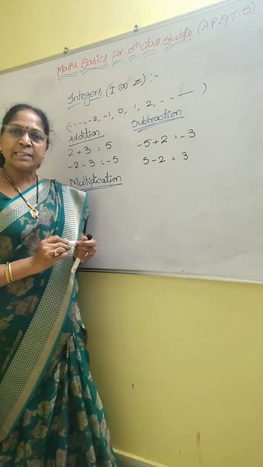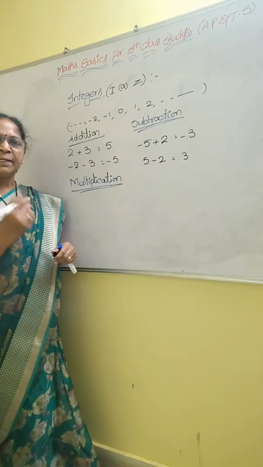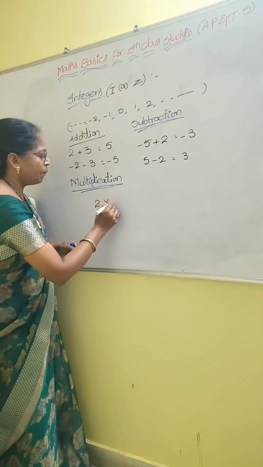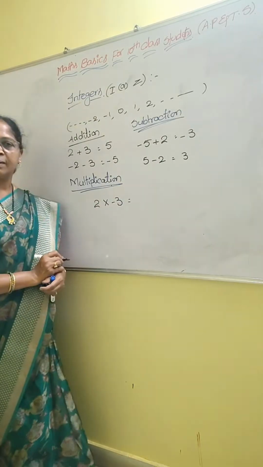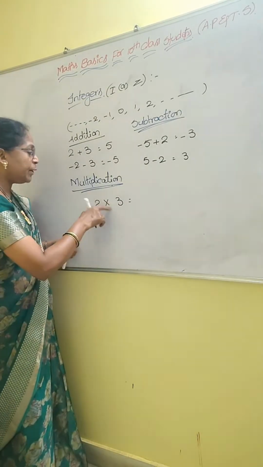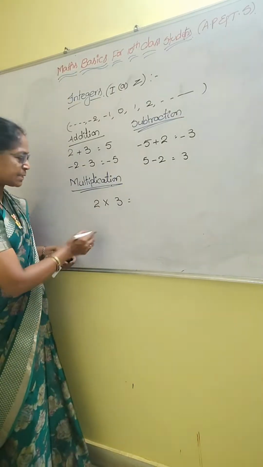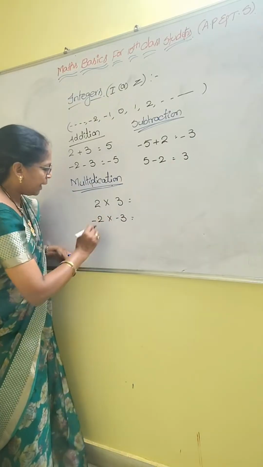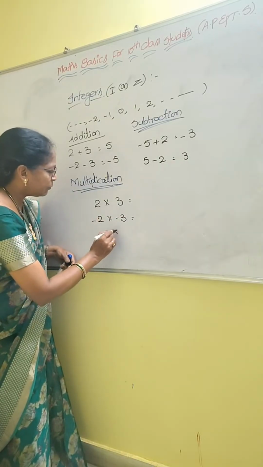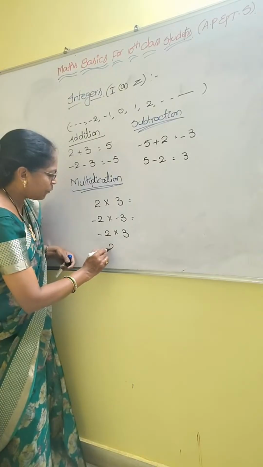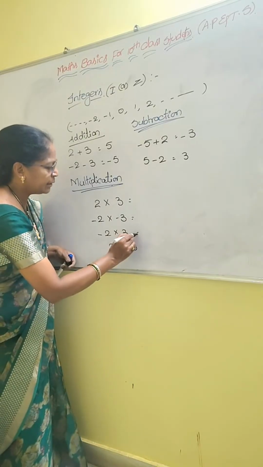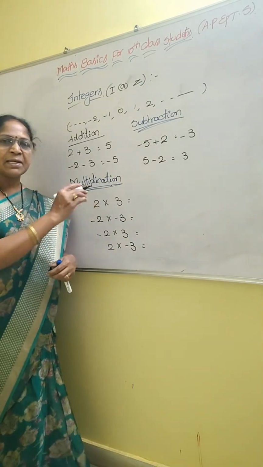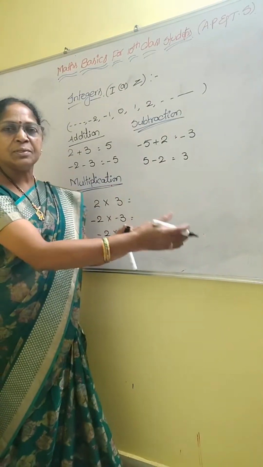Multiplication of the numbers. In integers, what is the multiplication of integers? Directly I am writing here 2 into minus 3. Otherwise, 2 into 3 first you write, plus into plus. Next minus 2 into minus 3. Again minus 2 into plus 3. Again 2 into minus 3. These four are the rules. For multiplication as well as division, the same rules are applicable.